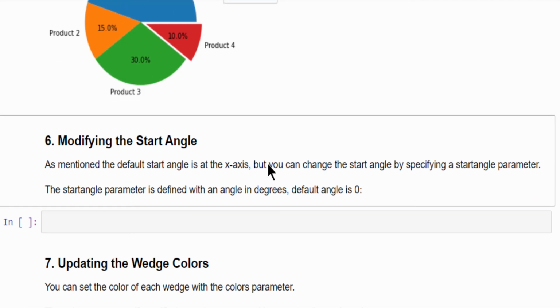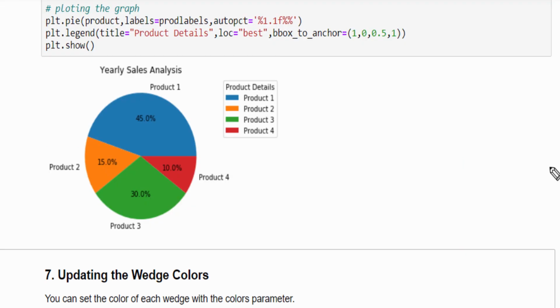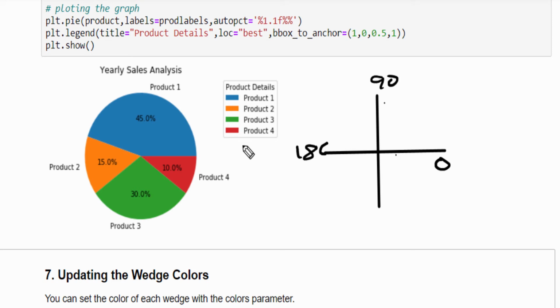Then next one, modifying the start angle. This is one more concept. Just focus. When we have like this is 0, this is 90 degrees, 180, 270. We know it's anticlockwise, it will come. So by default product 1 will start from 0 degrees. See, this is product 1. It started from the 0 degree.